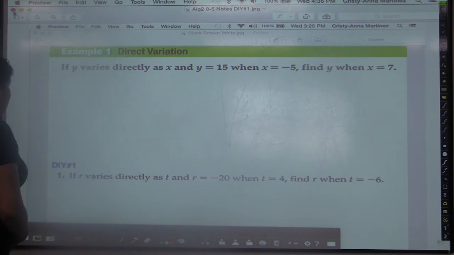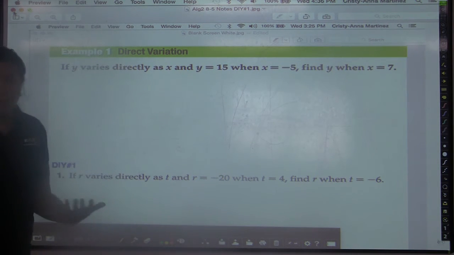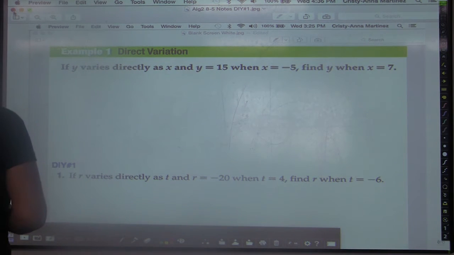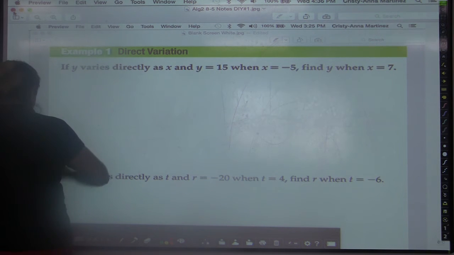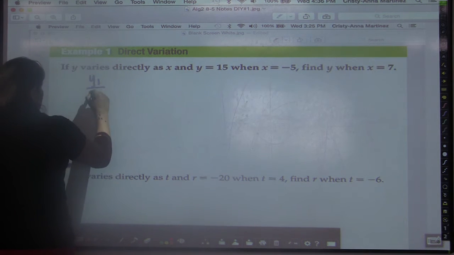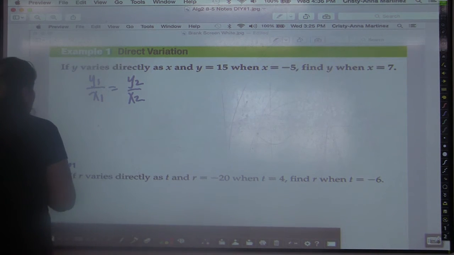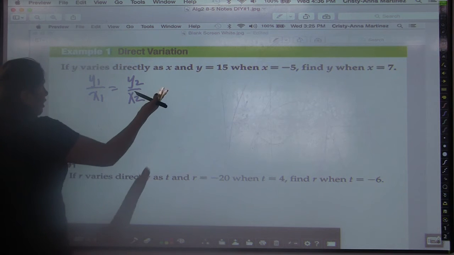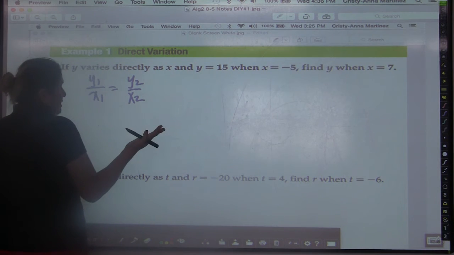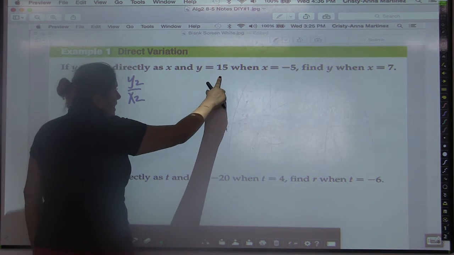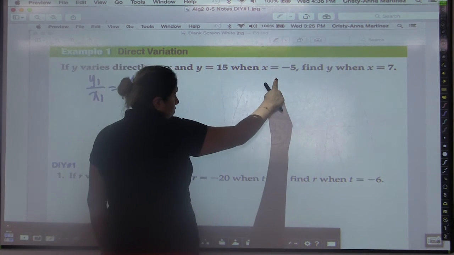So example 1 says, if y varies directly as x and y equals 15 when x equals -5, find y when x equals 7. So based on what we just had up there a little while ago with our proportion, we know that y1 is to x1 as y2 is to x2. And so we can just fill in what we know. We can take our points and use the first one as our first ordered pair, so we can say y equals 15 could be our y1, and then x equals -5 could be our x1.